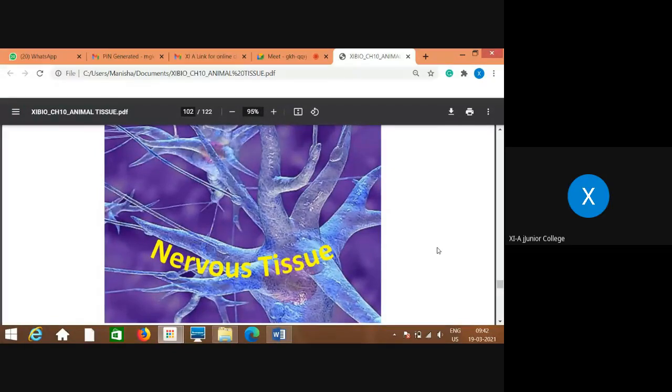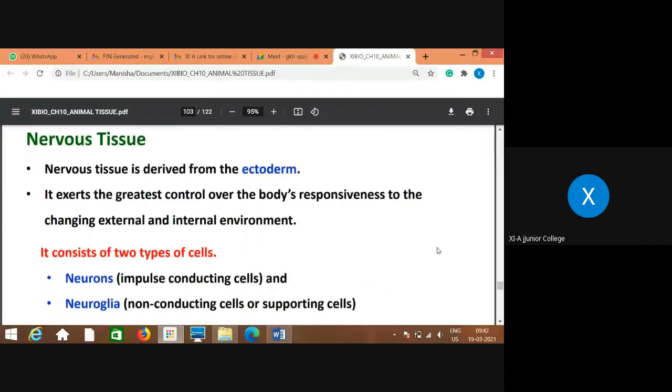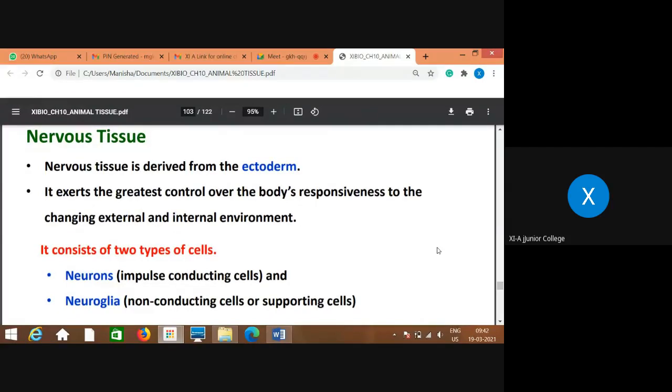Nervous tissue. Right. Okay, so let us begin with the next type of tissue, that is called nervous tissue. Nervous tissue is derived from the ectoderm. As I told you, every type of tissue has its origin either from the outer layer, that is the ectoderm, if middle, that is mesoderm, if inner, that is endoderm. So nervous tissue is derived from the ectoderm.